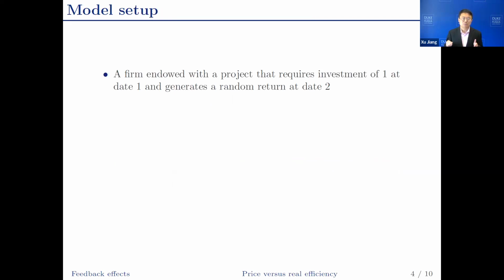There's a firm endowed with a project. The project requires an upfront investment of 1 at date 1. Once the investment is incurred, the project is going to generate a random return at date 2. The return is random from date 1's perspective.